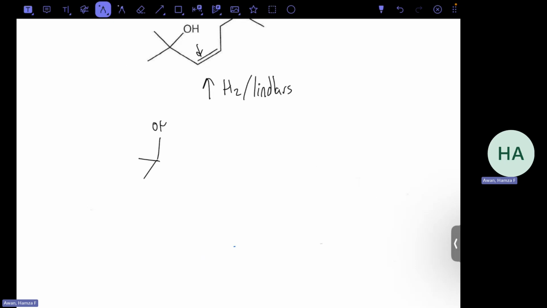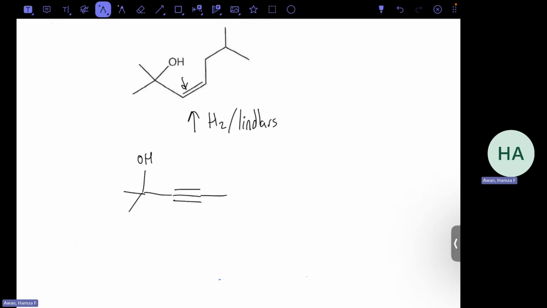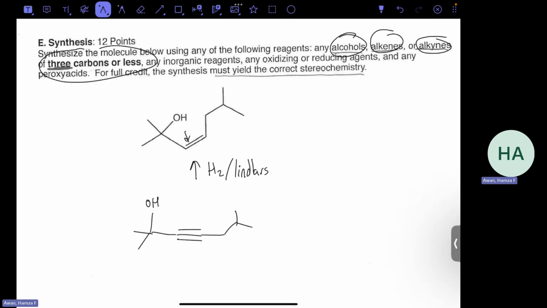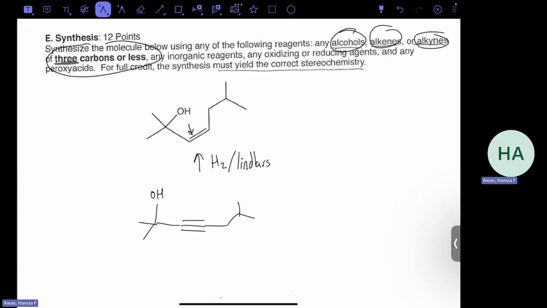So OH, that, and then triple bond bonded to one chicken leg. Oh, and sorry, we should have noticed alcohols, alkenes, alkynes of 3 carbons or less, okay? So always make sure to look at that. I forgot to, that's my bad.